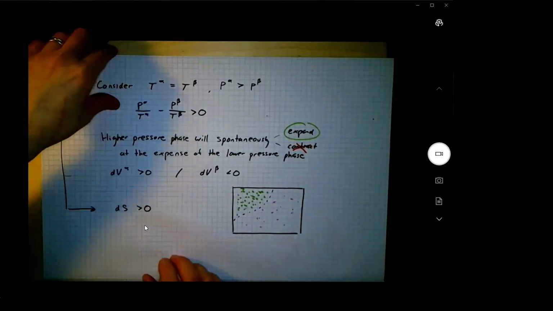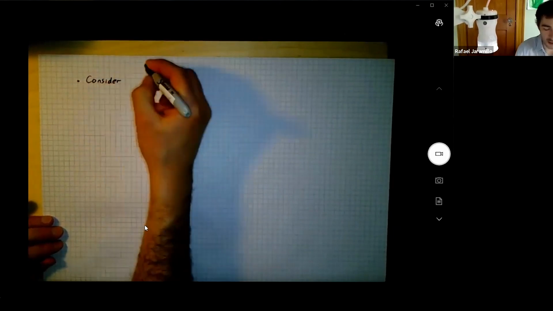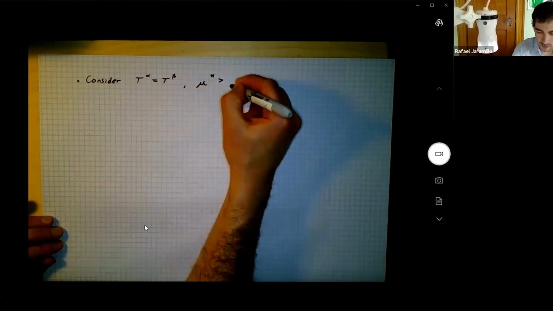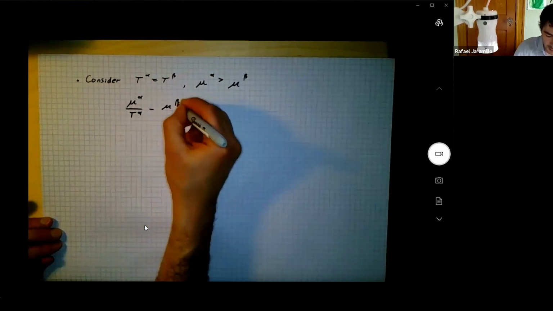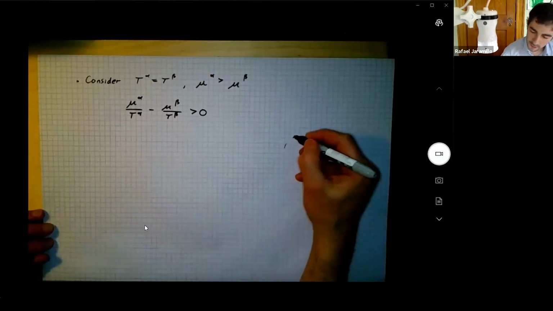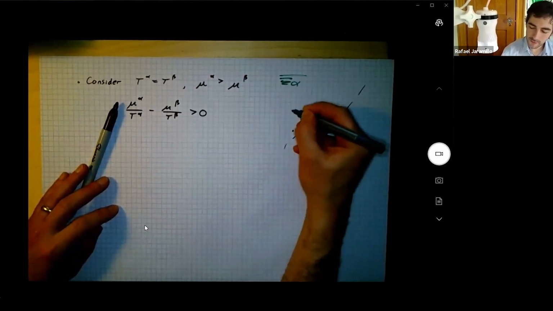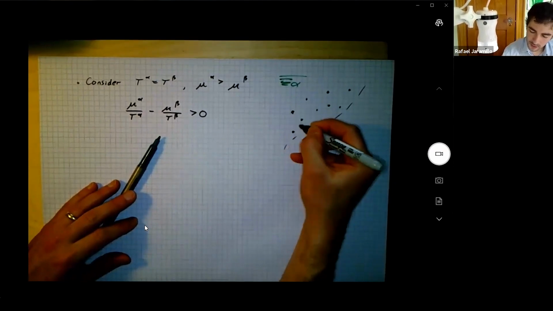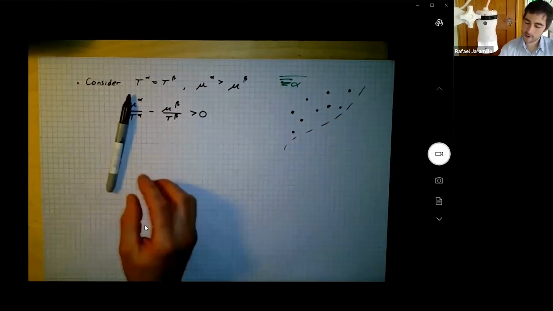Okay, last example here. Consider temperature alpha equals temperature beta, but mu of alpha is greater than mu of beta. So in this situation, mu of alpha over temperature of alpha minus mu of beta over temperature of beta is of course greater than 0. So we have a phase boundary. We have the alpha phase. You imagine particles in the alpha phase. I should have used the same black because it's unary. And I have one type of particle, and then we have the beta phase.